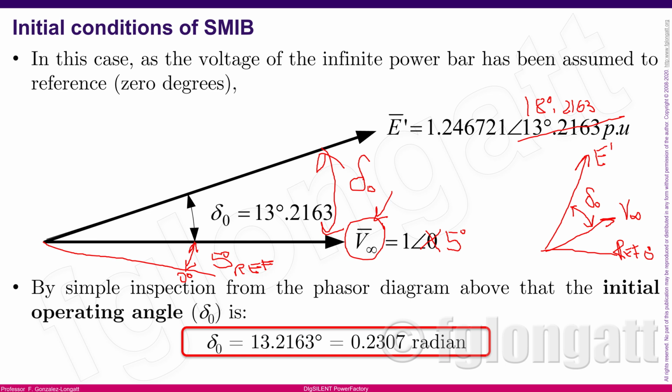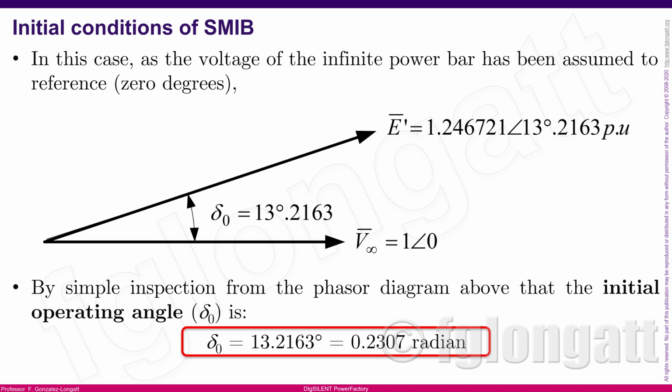Okay, now I explained this. Let me clear my whiteboard here, or blackboard. I don't know which name you prefer. But here, the thing that we need to remember is this angle here, okay? This angle is 13.21, okay? Because that is the internal angle. That is the internal angle of the synchronous machine, okay?